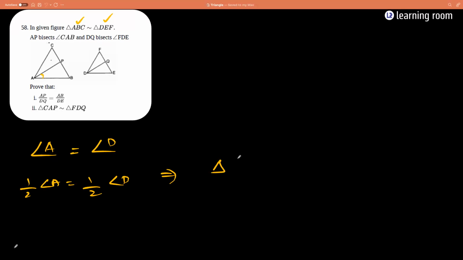So what can you say from the first step? Can I say angle A is equal to angle D? When I say that, if I multiply with half on both the sides, can I say half of angle A is equal to half of angle D, which implies triangle APB is also similar to triangle DQE, according to which criteria? According to the AA criteria. Is everyone clear with this? Did you understand what I did?